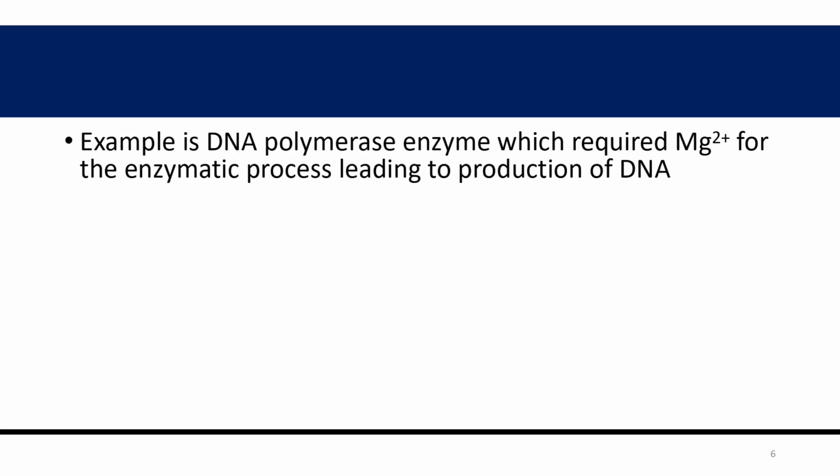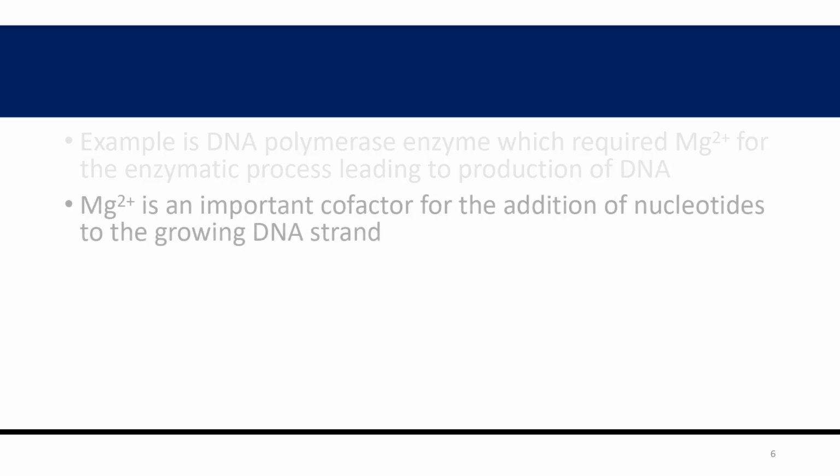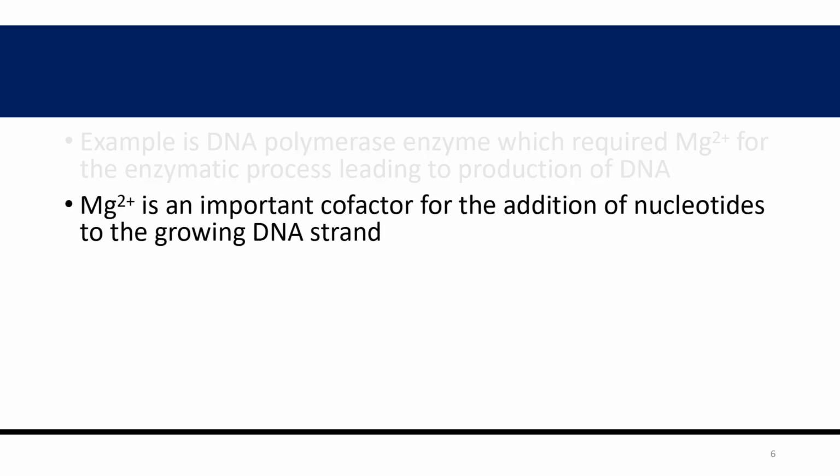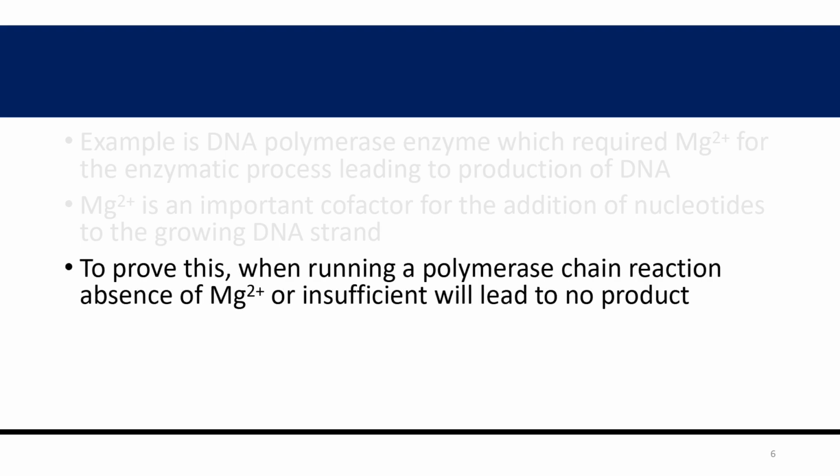Now, an example of a cofactor is the case where magnesium ions are necessary for the DNA polymerase, which is involved in enzymatic processes that lead to production of DNA. So, in the absence of magnesium, the DNA polymerase activity is impaired. In fact, magnesium is an important cofactor for the addition of nucleotides to the growing DNA strand. Now, to prove this, it has been shown that when running a polymerase chain reaction, the absence of magnesium ion or the insufficiency will lead to no product.